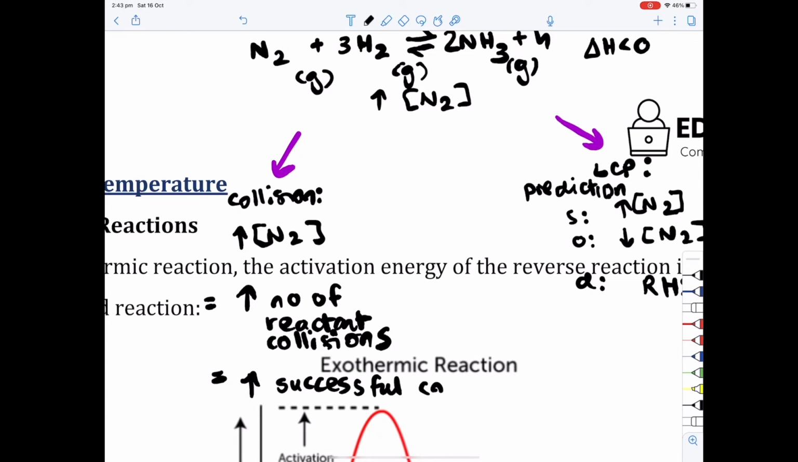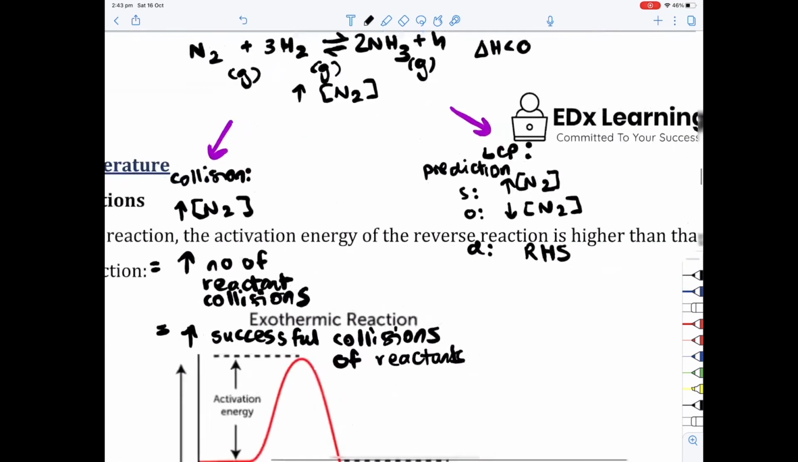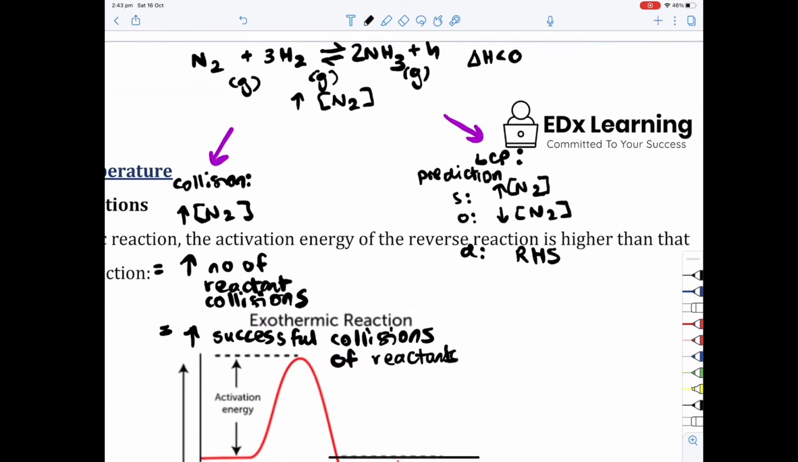So what can you say now about successful collisions of reactants? You want to be very specific. So Pranav, what is that increasing, the forward or reverse reaction rate? That's going to increase the forward reaction rate, going to make more products. Good. And so when we favor the forward reaction rate relative to the reverse reaction rate, which direction do we say we're going? Yeah, right-hand side. Do you all see now how LCP is literally a shortcut to explain collision theory?